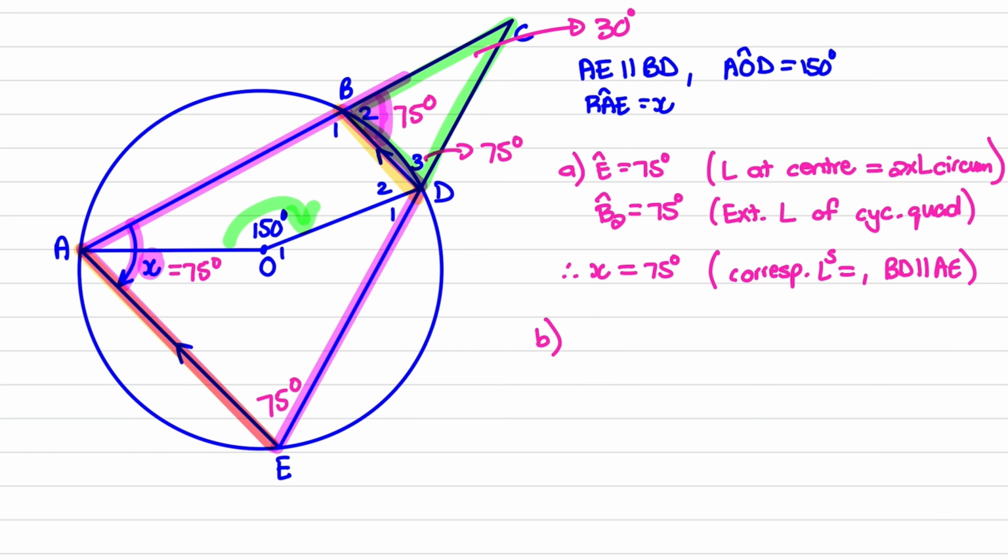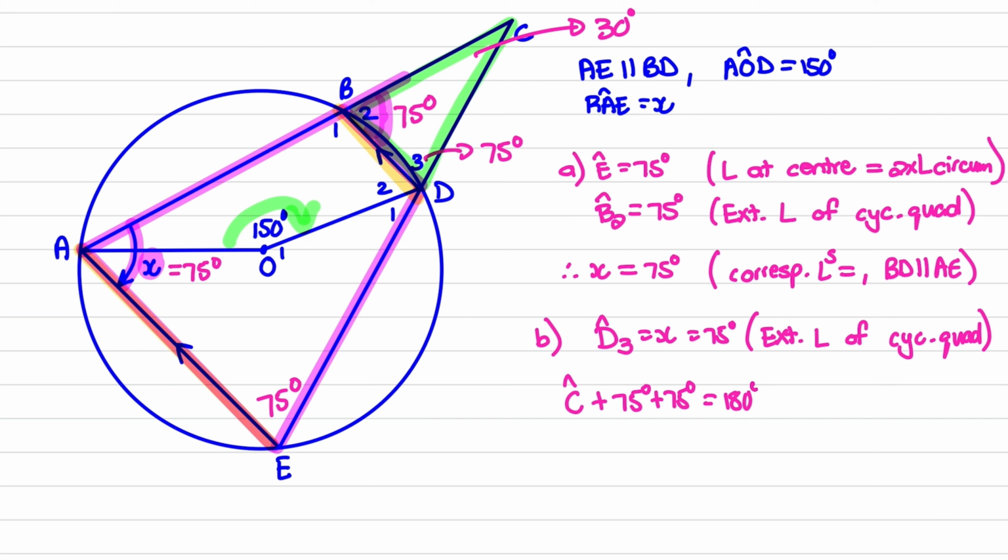And then to determine the value of C, we said that D3 is equal to X, which is also 75 degrees. And the reason, it's the exterior angle of a cyclic quad. And then C plus the two angles of 75 degrees would be equal to 180 degrees. And our reason is sum of angles in a triangle. Therefore, C is equal to 180 minus 150 degrees, and that becomes 30 degrees.